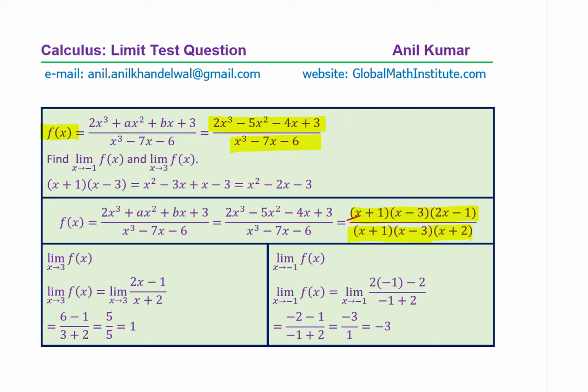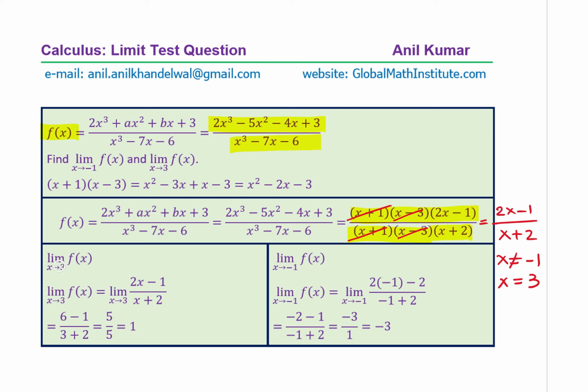Now as you can see, we do have holes at x equals minus 1 and x equals 3, correct? So now this expression simplifies to 2x minus 1 over x plus 2, right? So we could write this as 2x minus 1 over x plus 2, where the restriction is that x is not equal to minus 1 and x is not equal to 3, correct? That becomes the equivalent expression. Now it is easy to find the limit.